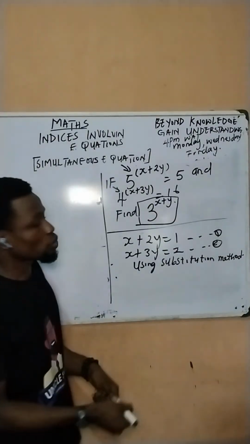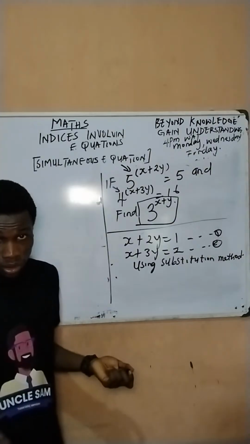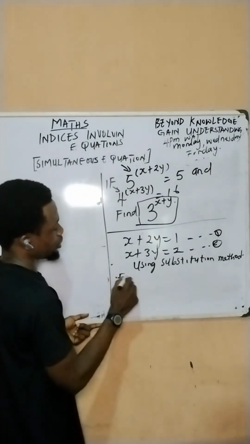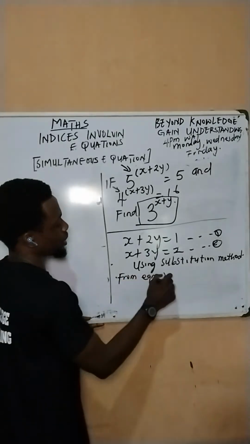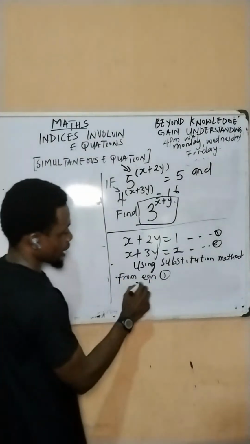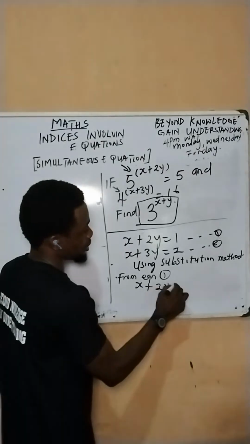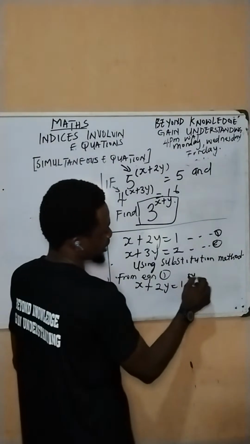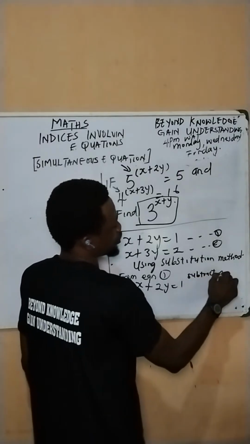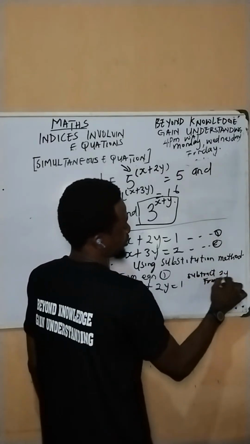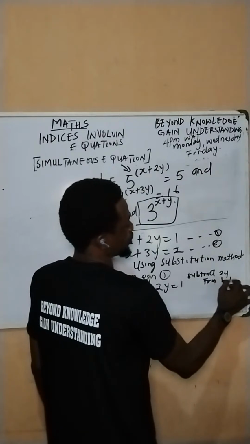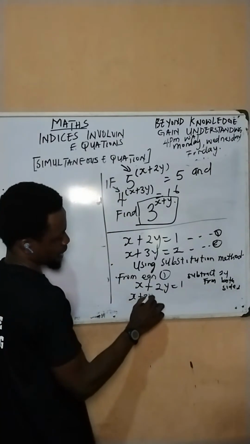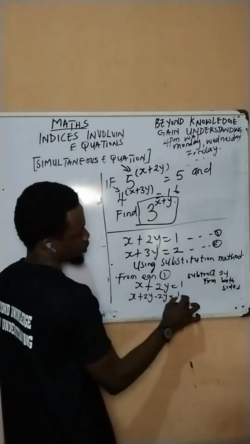So what you do is you pick any of the equations of your choice and make one variable the subject of the formula. From equation 1, I want to use equation 1: x plus 2y equals 1. If I subtract 2y from both sides, it becomes x plus 2y minus 2y equals 1 minus 2y.